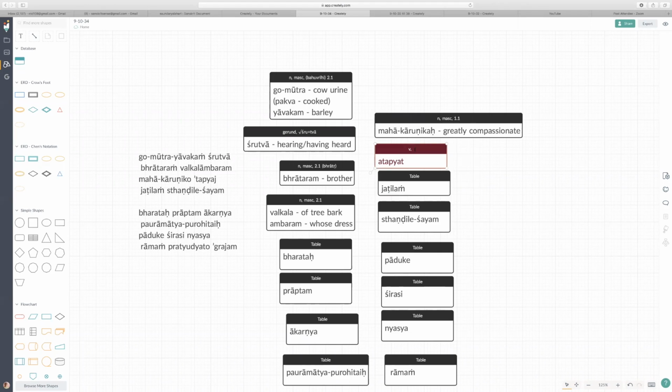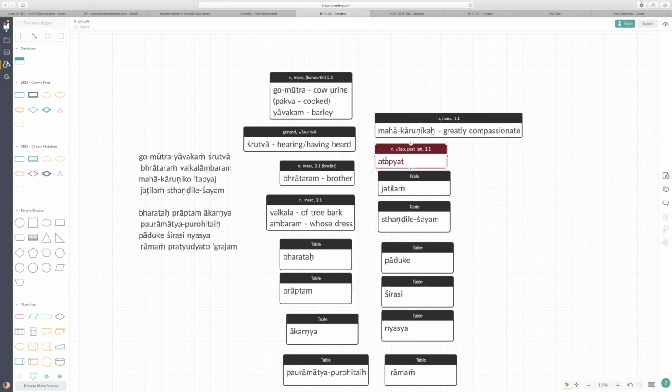What's the root of that? Tap. Yeah, we can guess. It's tap, and it's a past tense verb, lan, lung. Atapyat, and this is third person singular.